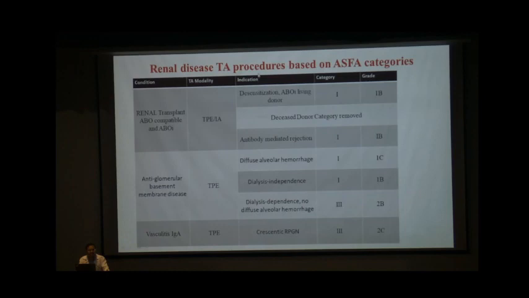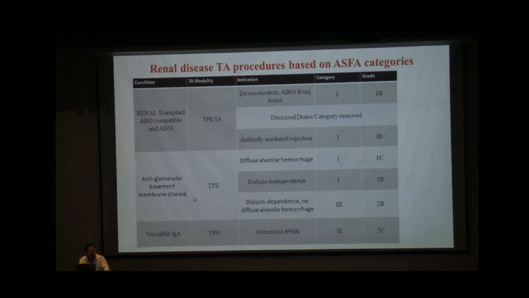In renal disease patients, therapeutic apheresis procedures are based on the ASFA category. In renal transplant patients, ABO compatible and ABO incompatible, TPE is generally in category 1. In this edition, the deceased donor category has been removed, only living donors are there. While in antibody mediated rejection in the liver transplant patient, it was category 3. In renal patients it is category 1.